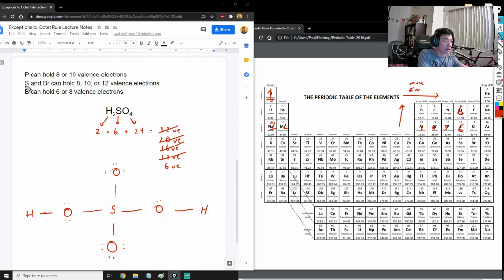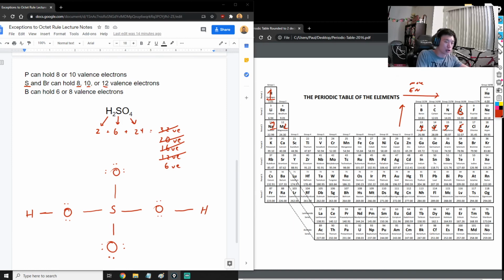Now, we said sulfur can hold 8, 10, or 12, but here we don't need to have it hold 10 or 12. It only needs to have 8 in order to make everything happy. Okay? So, this is going to be the structure for H2SO4.